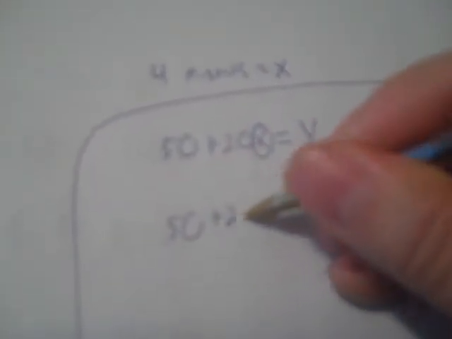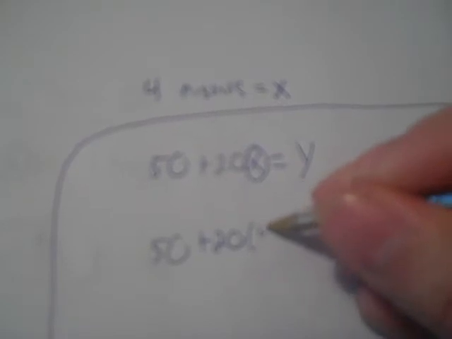Okay. And then 4 nights, that's going to be our replacement value, 4 nights. And since it's nights, nights is x, so we are replacing the x with 4. So 50 plus 20. Separate the 20 and 4 with the parentheses, otherwise it's going to look like 204.